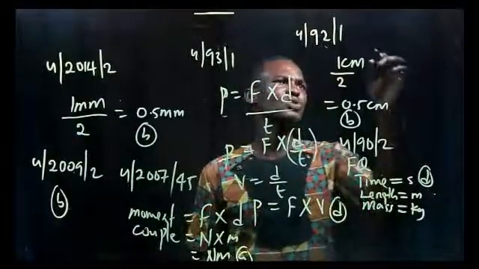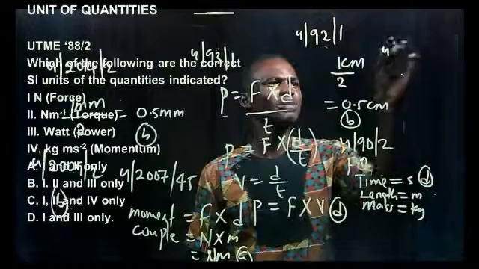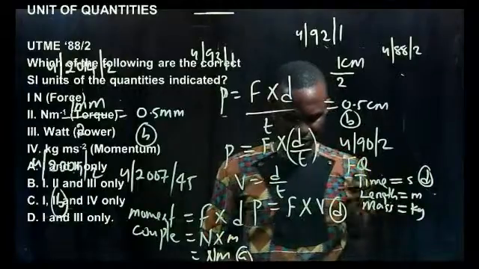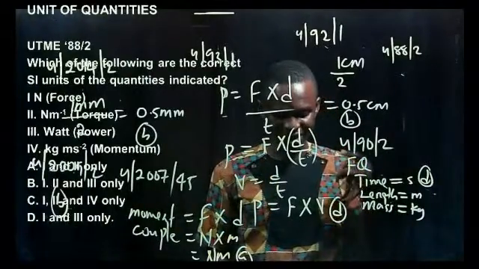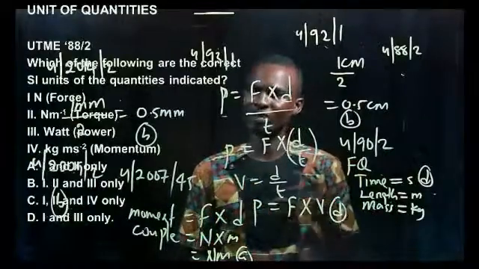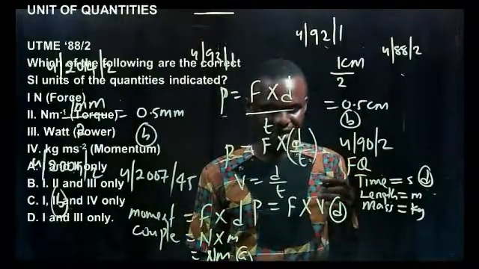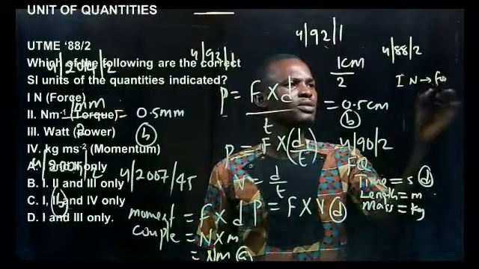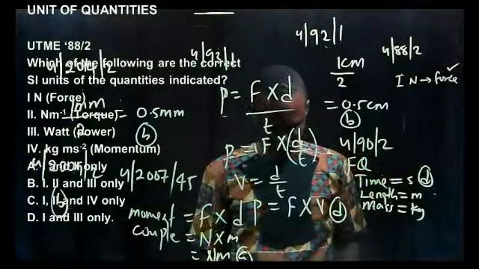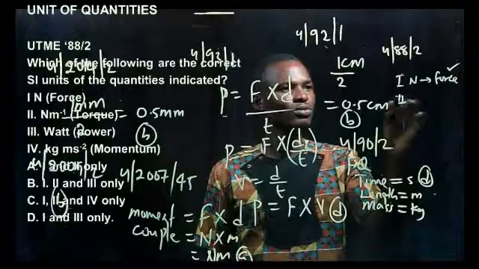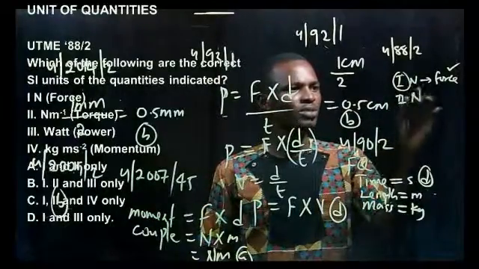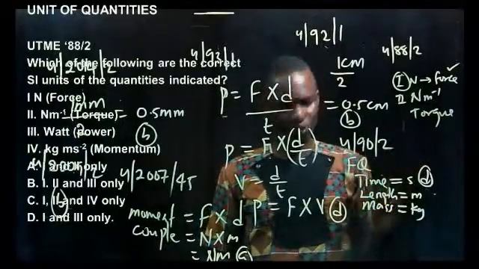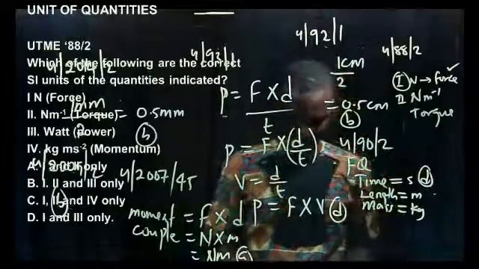Okay, now the next question we're going to consider is UME 88 question 2. The question is, which of the following are the correct SI units of the quantities indicated? Now we have Roman figure 1, Newton. Is it the unit for force? Of course, that's correct. Then we have Roman figure 2, Newton per meter, and they have torque. Is that the unit for torque? Obviously, that's wrong. That's not the correct unit for torque.